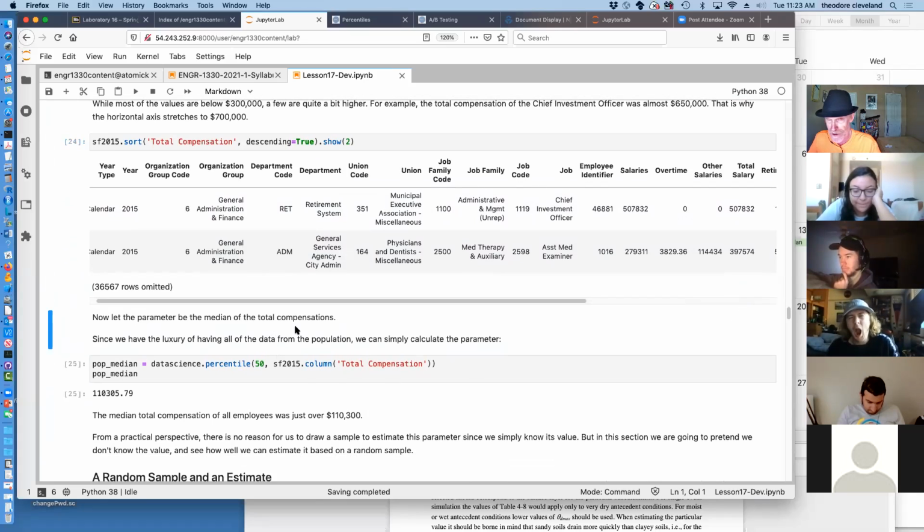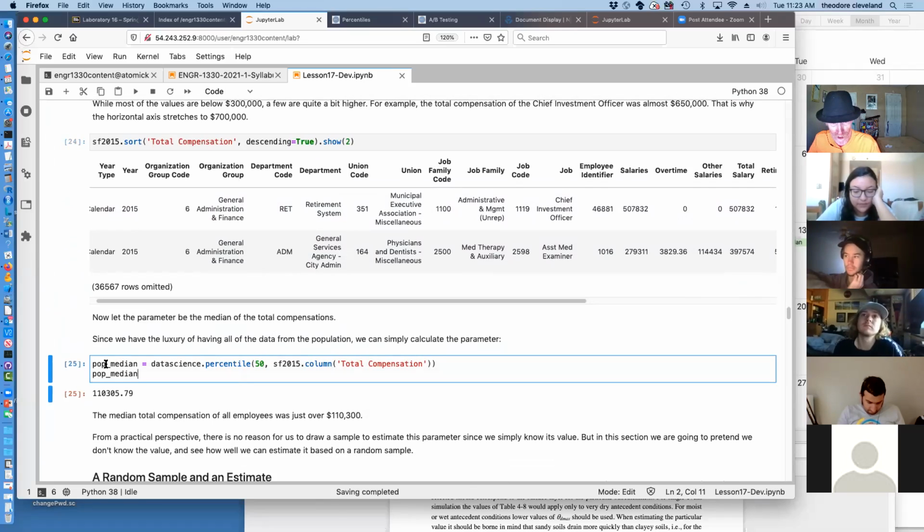So now let's take the median of the total compensations. We already know how to calculate a median. We'll call it the population median, the 50th percentile of the total compensation column. And because the database represents the entire population, we call that a population median.